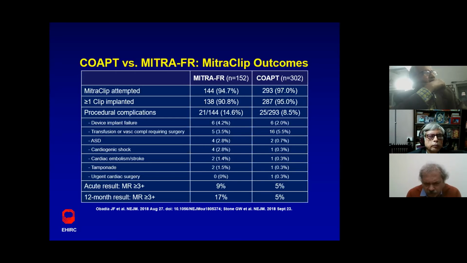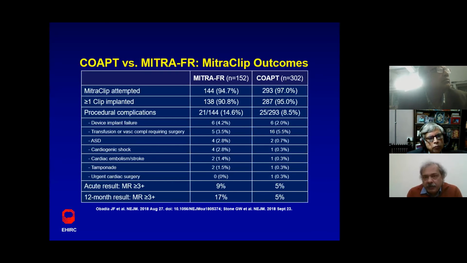For reasons known and unknown, it got delayed in publication, though it was supposed to be released earlier. But the two studies for LV dysfunction showed miraculously different outcomes. COAPT: excellent. They said this is the way to go forward. MITRA-FR says, listen, be cautious, because we are not too sure what happens.